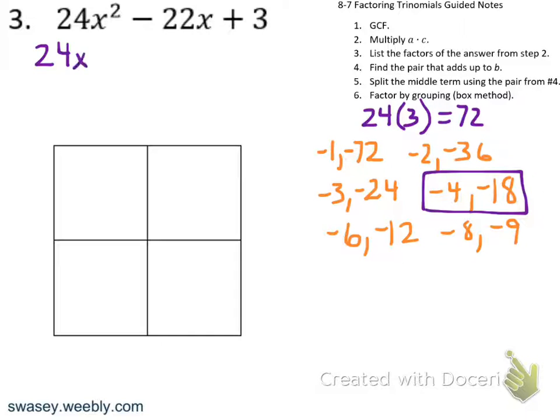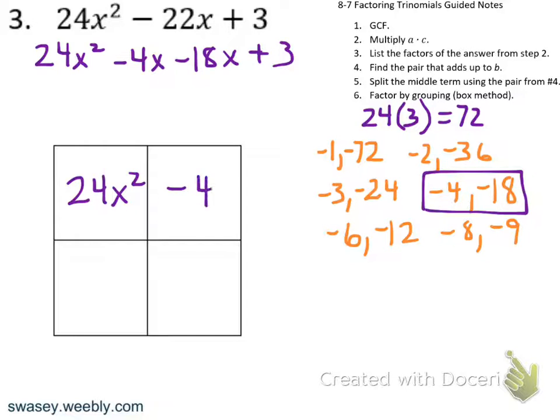First term stays the same. Split the middle term into negative 4x, negative 18x. And then the last one is 3. We'll fill it into the box: 24x squared minus 4x minus 18x plus 3. Greatest common factor of the top row is 4x. Greatest common factor of the bottom row is 3.